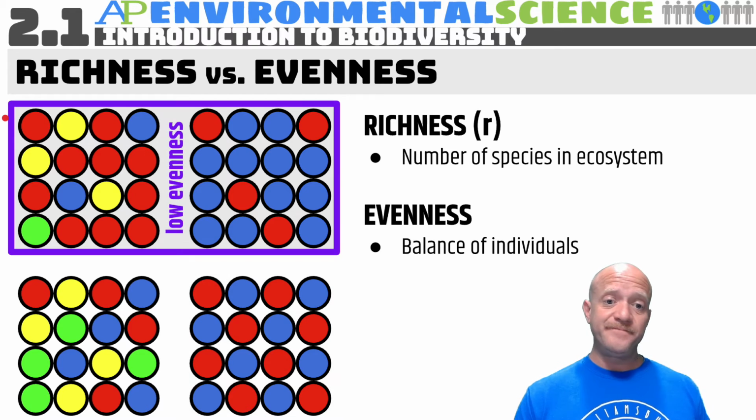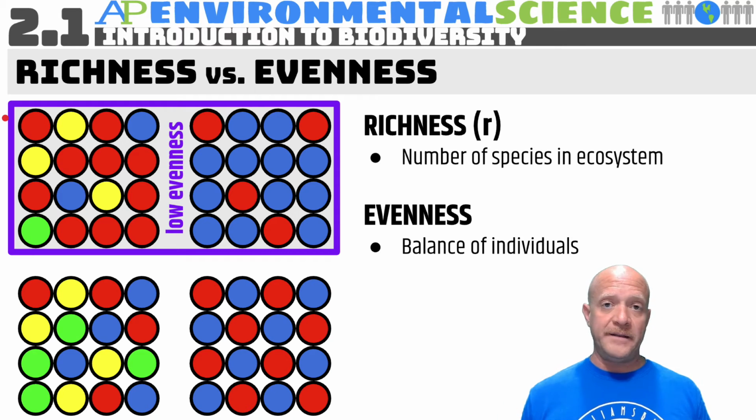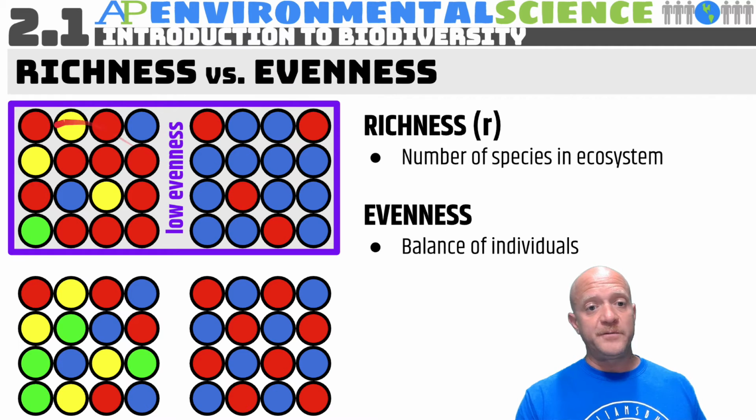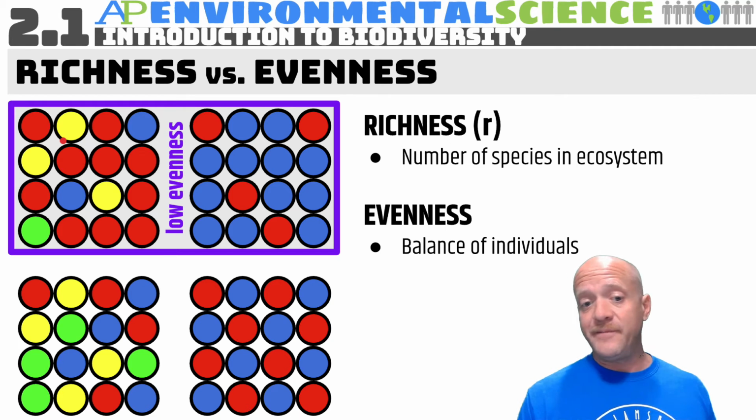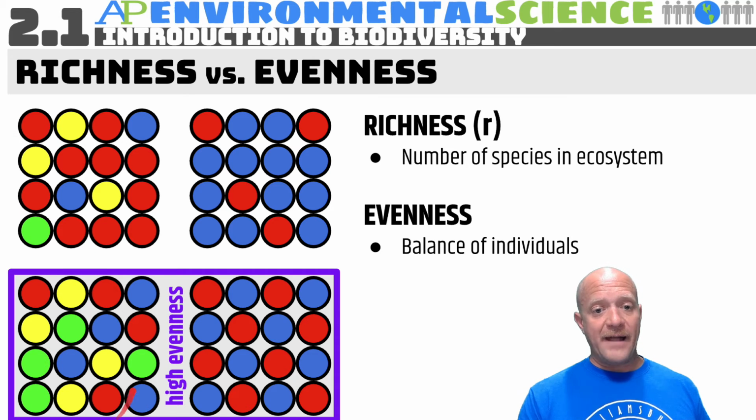Now, these are going to have low evenness because there's not a good balance between the number of organisms in each ecosystem. This one is overwhelmingly blue, this one is overwhelmingly red. That's not very balanced, that is not even. Now these are going to have high evenness, because they have a very good balance, it seems like it is equally spread between the different colors.